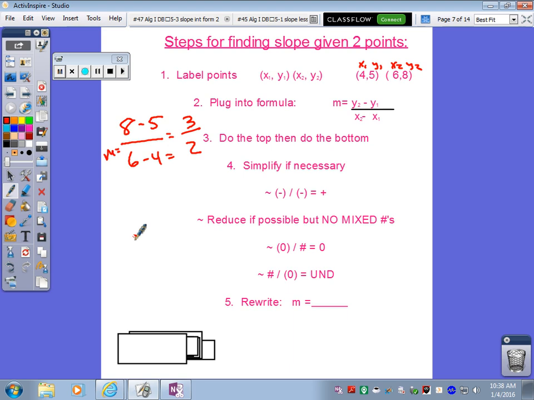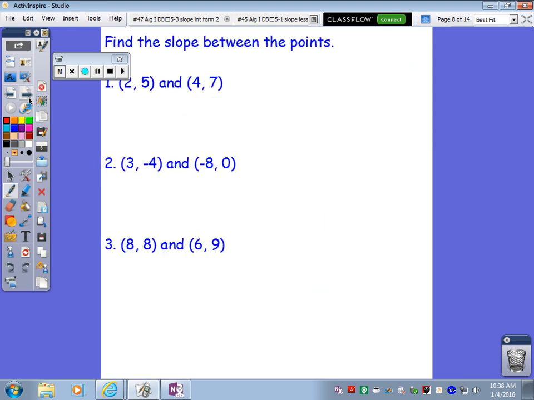All right, remember, if you end up with a 0 in the numerator, your answer is 0. If you end up with a 0 in the denominator, it is undefined. So remember, your formula is m equals y2 minus y1 over x2 minus x1. So let's try a couple of examples. Here we have x1, y1, x2, y2, 7 minus 5, formula. Remember, the formula needs to be memorized, so you might want to repeat it to yourself a few times.